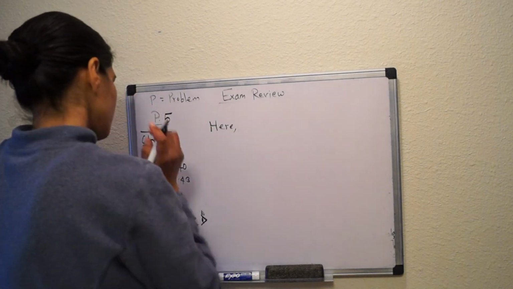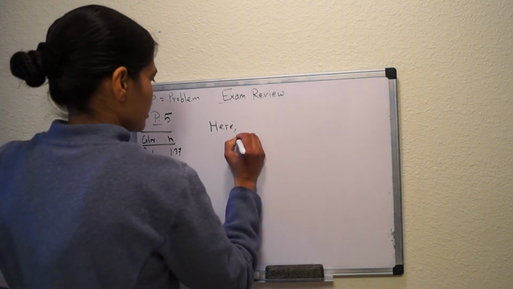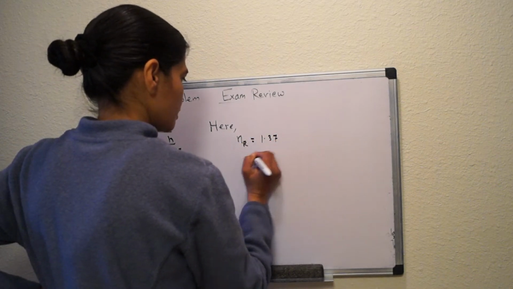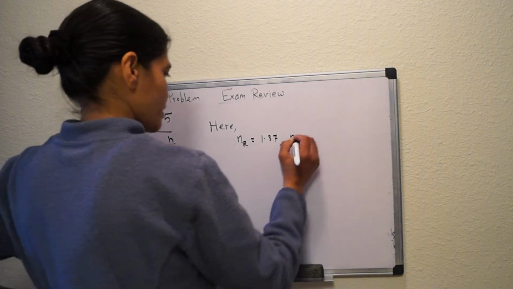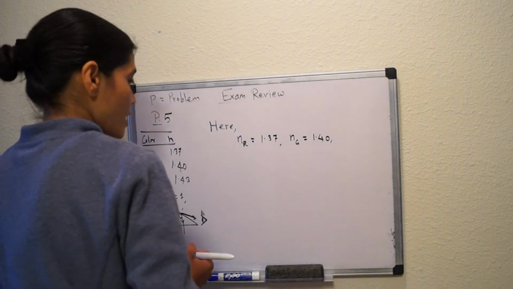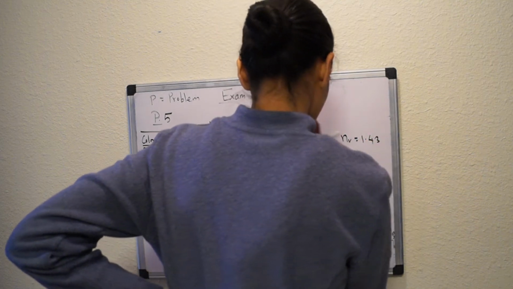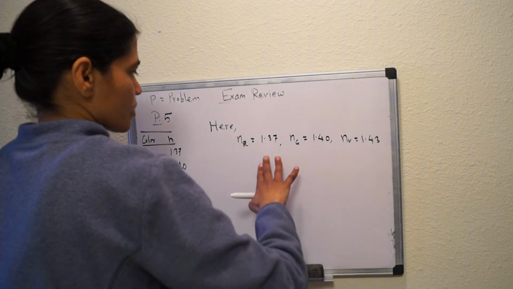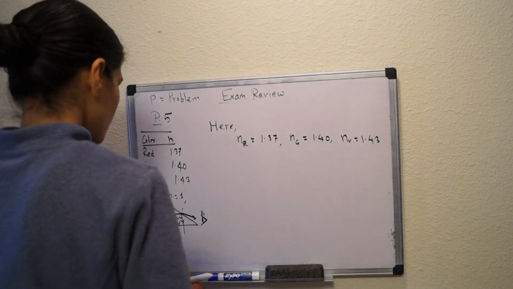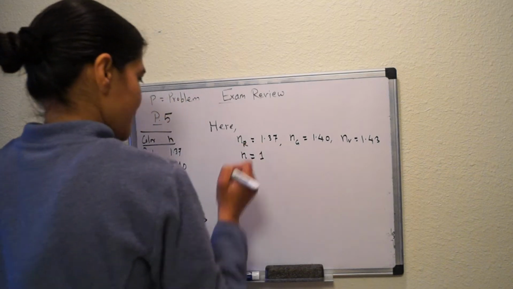So let us call the index of refraction for red light NR equal to 1.37, the refractive index for green light NG equal to 1.40, and the refractive index for violet color NV equal to 1.43. So they're in increasing order: refractive index for red, green and violet, in ascending order. And let's write N for air equal to just 1. We are not writing the A because that's the standard.